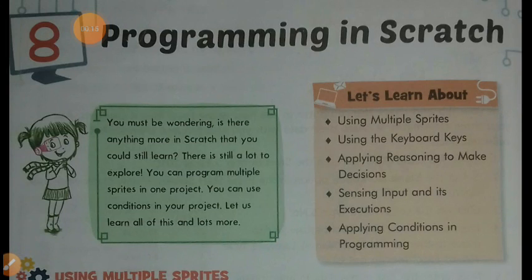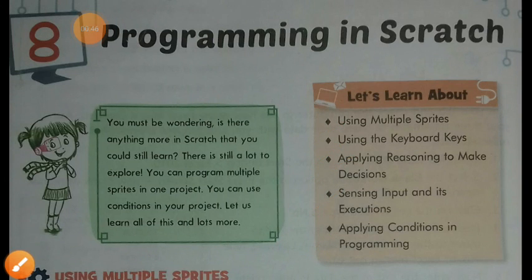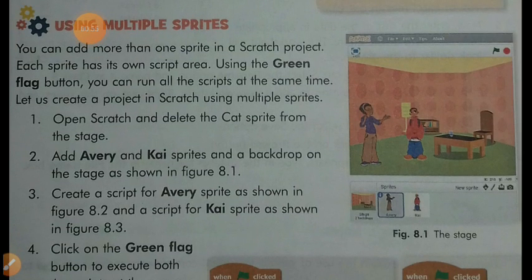So students, today I am going to explain chapter 8, that is programming in Scratch. In this chapter we will cover the topics: using multiple sprites, using the keyboard keys, applying reasoning to make decisions, sensing input and its execution, and the last one is applying conditions in programming. Let us start with the first topic, that is using multiple sprites.